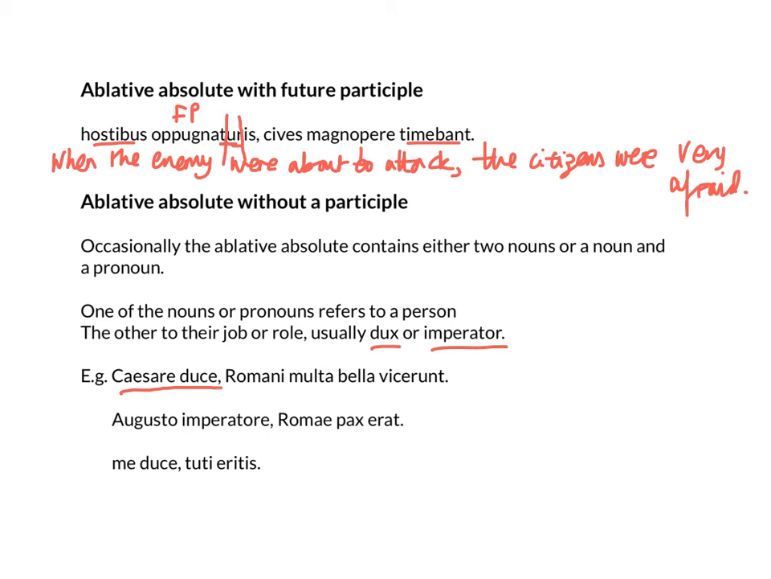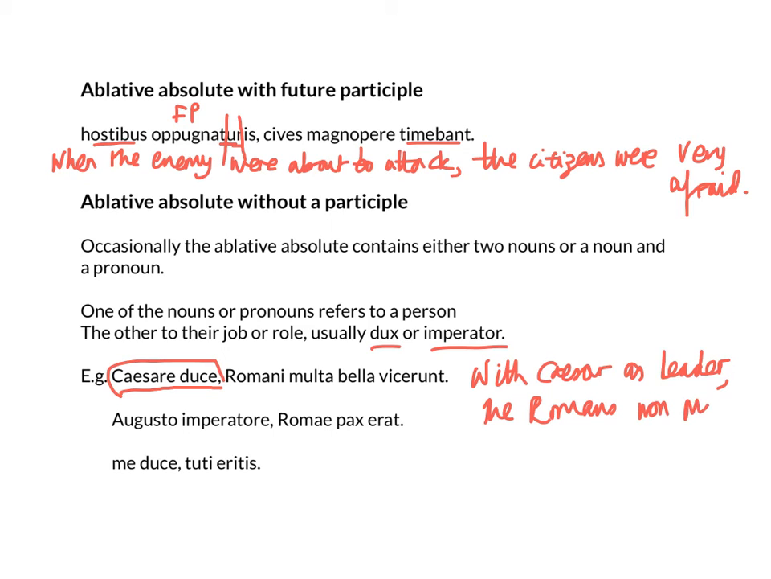Caesare duce, there is your ablative absolute. And I could say with Caesar as leader. Okay, literally with Caesar leader. But I need an as to make it make some sense. I could say when Caesar was leader, while Caesar was leader, but with Caesar as leader we'll do here. And to finish that sentence, the Romans won many wars. Many wars.